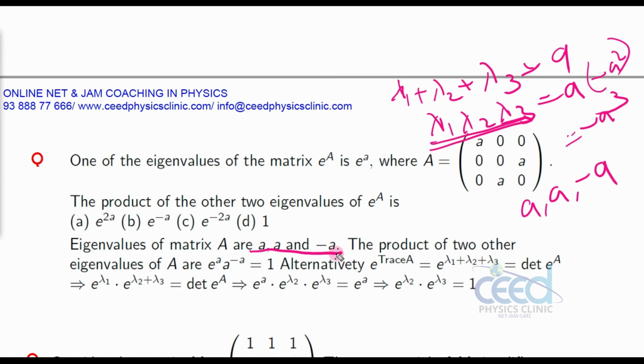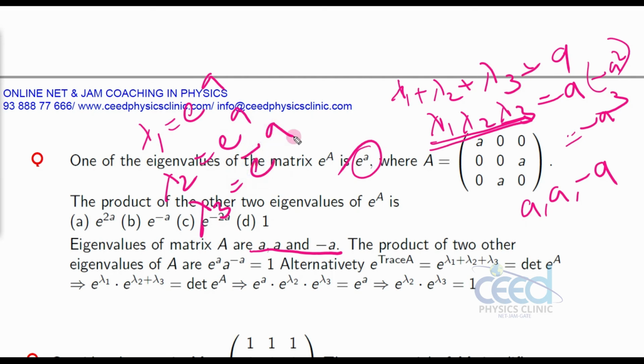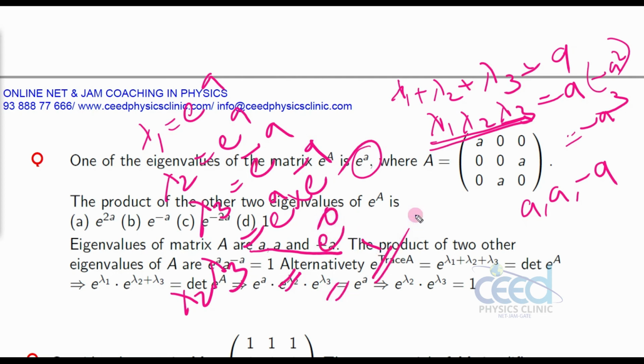Once you get the eigenvalues, one of the eigenvalues is e raised to a. So what are the other two eigenvalues? Lambda 1 is equal to e raised to a, lambda 2 is e raised to a, and lambda 3 is e raised to minus a. So the product of lambda 2 into lambda 3, the product of the other two eigenvalues, is e raised to a into e raised to minus a, that is e raised to 0, which is equal to 1. So 1 is the answer, option D.